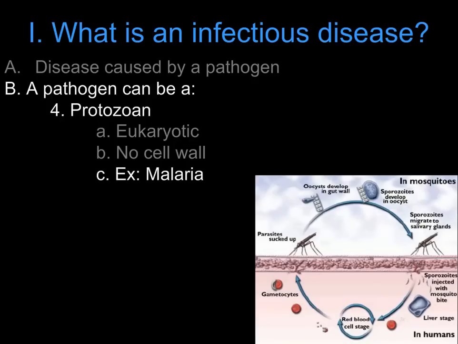The most notorious protozoan infection is malaria. Malaria is the number one killer among infectious diseases worldwide. It kills more people every year than any other disease caused by a pathogen. And malaria is a protozoan infection. It is spread by mosquitoes, so it lives half of its life cycle in a mosquito, and the rest of its life cycle is in the human host.